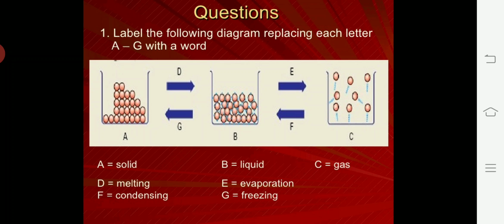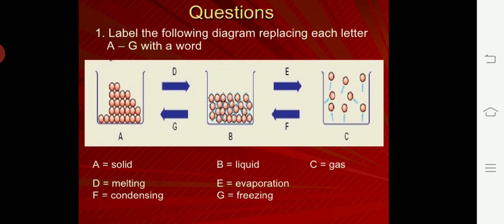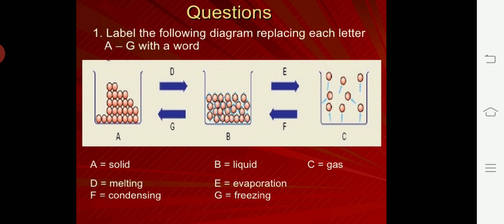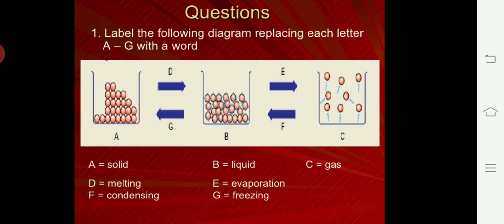And there are some questions mentioned. Label the following diagram. First is solid, B, because the particles are in motion, is liquid, and the third one is gaseous. Now some processes are mentioned that you have to observe: melting, evaporation, condensation, freezing. Why? Because when gas condenses it converts into liquid, and when liquid freezes it converts into solid.